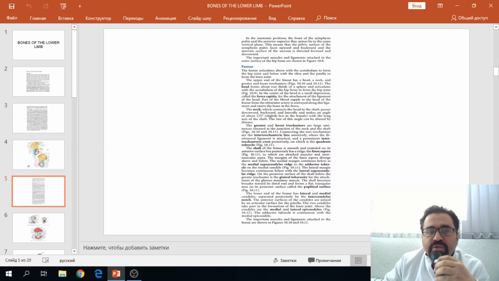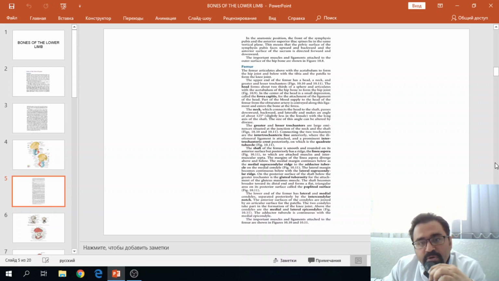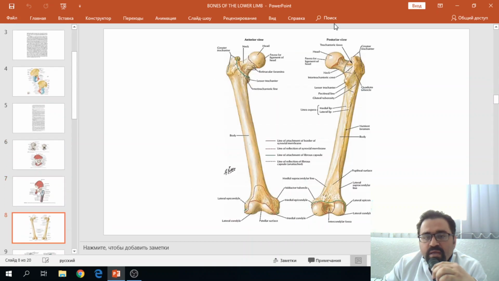Then comes the femur. The femur articulates with the acetabulum to form the hip joint, and below with the tibia and the patella to form the knee joint. The femur is a long bone, as you can see here. It has the upper end and the lower end, and in between there is a shaft. The upper end has a large head which articulates with the acetabulum to make the hip joint, and the lower end articulates with the tibia and the fibula below to form the knee joint.